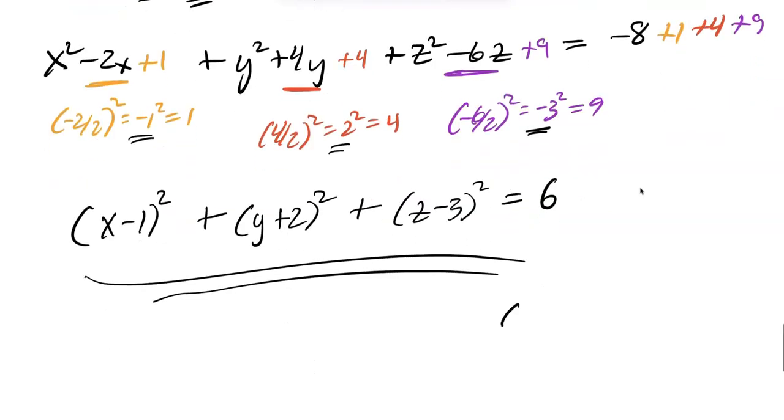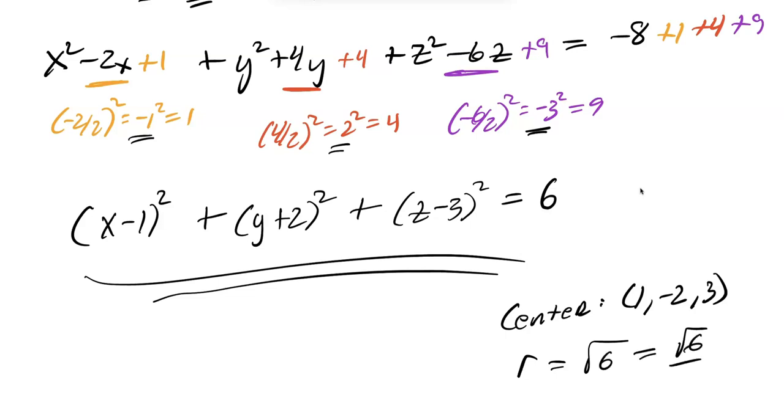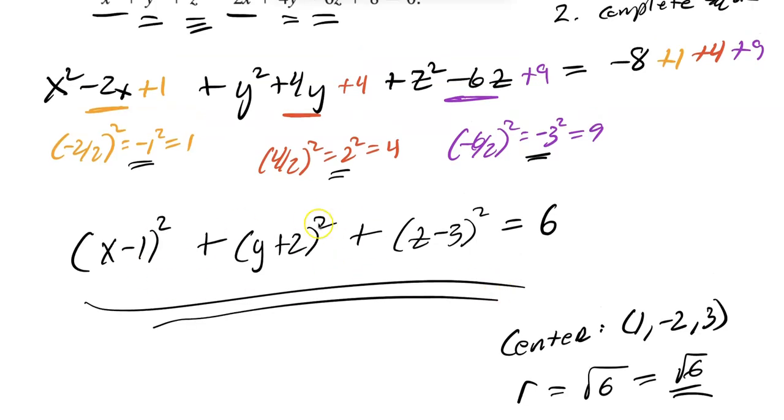Oh, I have to find the center and radius. So the center of our sphere is going to be 1, negative 2, 3, right? It's the opposite. And our radius is going to be the square root of that, the square root of 6. So that's our formula for our sphere. That's our center, and that's our radius. And that's the lesson.